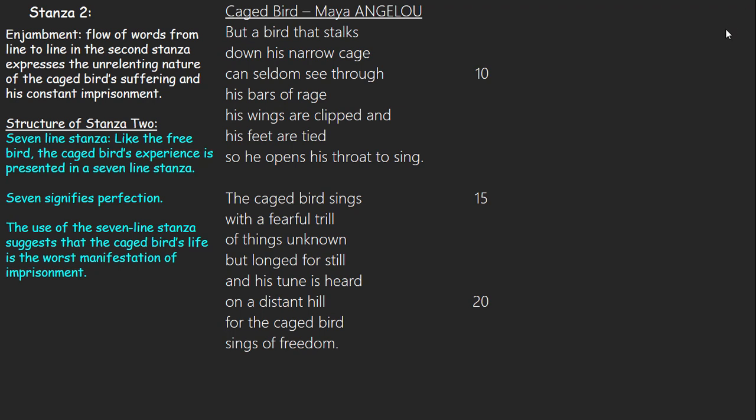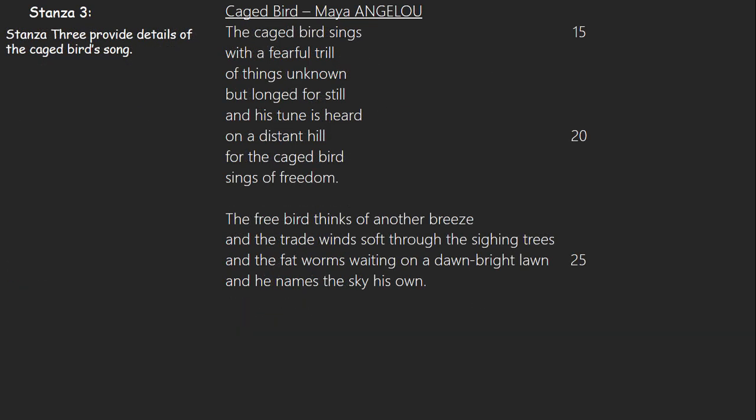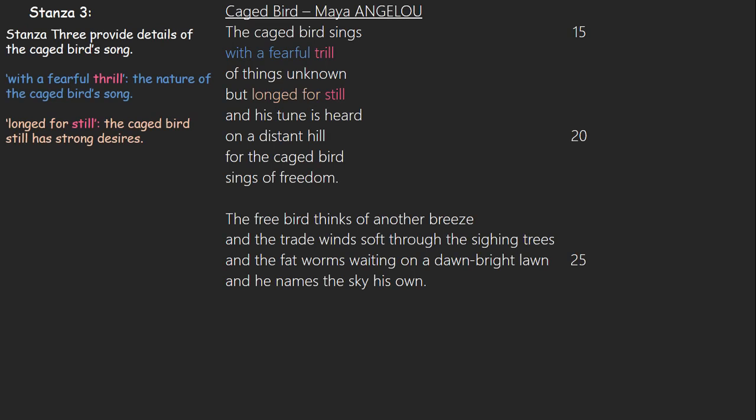In the third stanza of the poem, Angelou reveals to the reader the song of the cage bird. She reveals that the cage bird sings. So we know already that he sings as an act of defiance, but she describes his song as "with a fearful trill." With a fearful trill reveals that the nature of the cage bird's song is fearful. It's something that injects fear in the listeners, and I suspect that it injects fear in the ears of those who have imprisoned him.